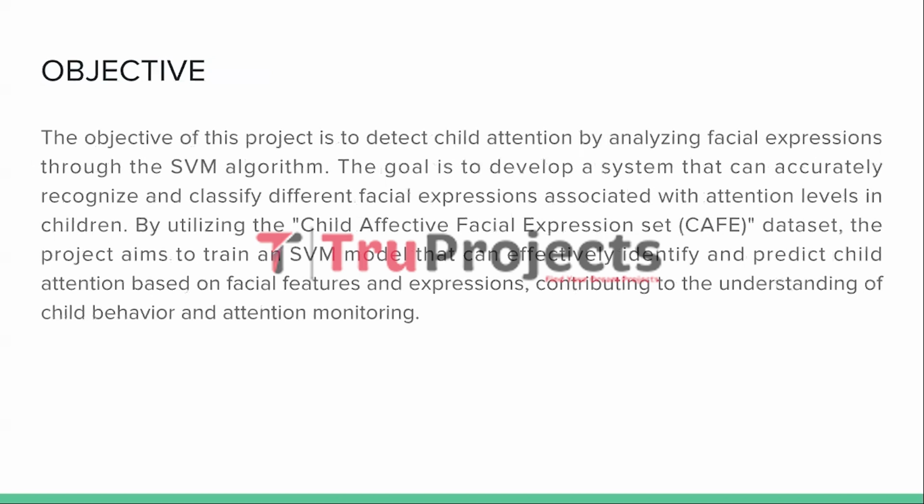The project aim is to detect child attention by examining the facial expression using the SVM algorithm and to create a system that can accurately identify and categorize the various facial expressions linked to different levels of attention in children. By analyzing the facial features and expression, the model can effectively recognize and predict child attention, offering valuable insight into child behavior and facilitating attention monitoring.